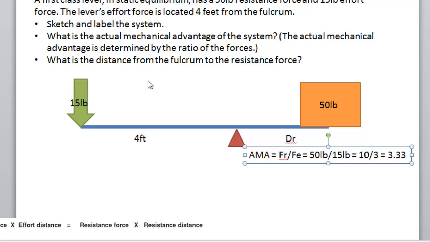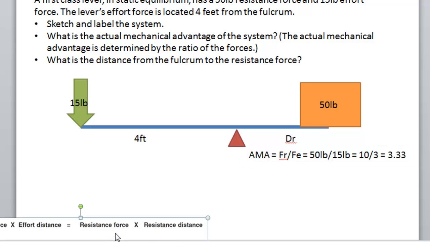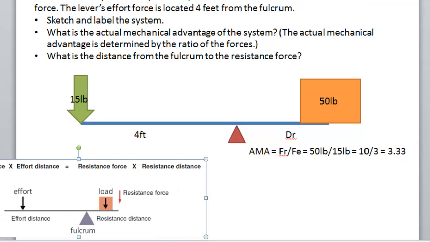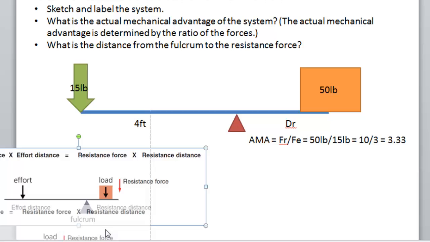Oh, so I've got to use another formula. What am I going to do? I'm going to use the one from the graphic in your handout. Effort force times effort distance is equal to resistance force times resistance distance, because I know effort force is 15 pounds. I know effort distance is 4 feet. I know the resistance force. I don't know the resistance distance, so I can solve for it. I'm going to abbreviate those and type them here in a second.